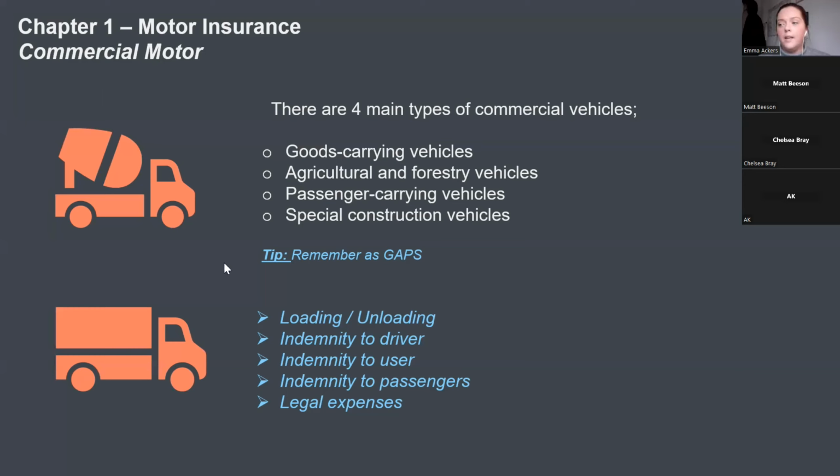Now, I've put at the top there an acronym, and this is a really good way to try and remember lists. If you can put them into some sort of acronym or use some sort of wordplay, you can try and remember. So the 4 types of commercial vehicles we can remember as GAPS. The G is the goods carrying vehicles, A is agricultural and forestry, P is the passenger carrying, and S is special construction. So if you can try and make words up with the first letter of a list of things, then it's a really good way to try and remember information.